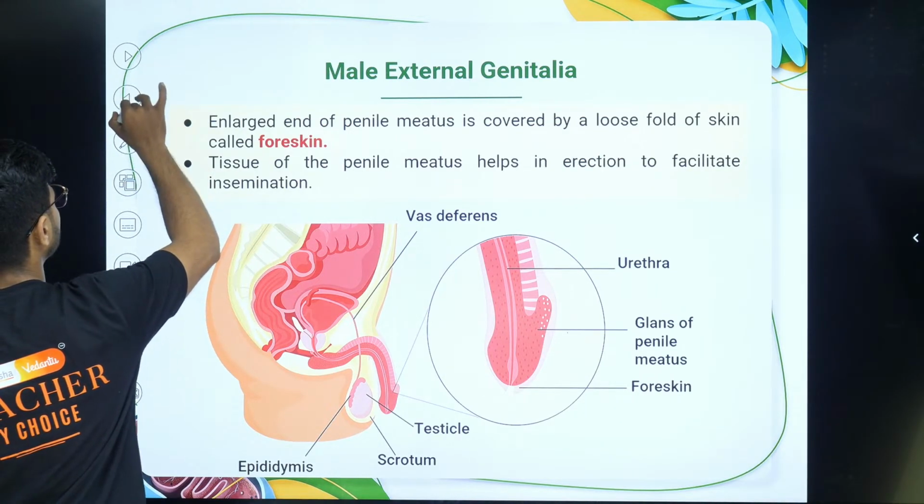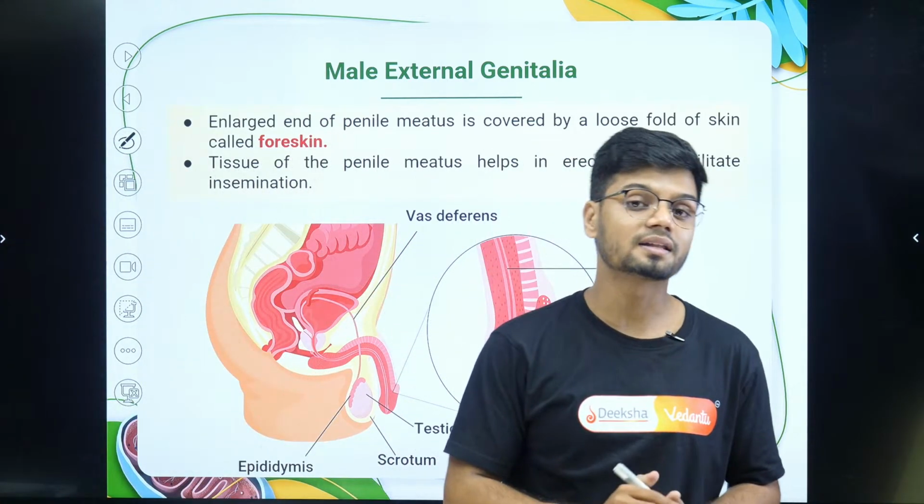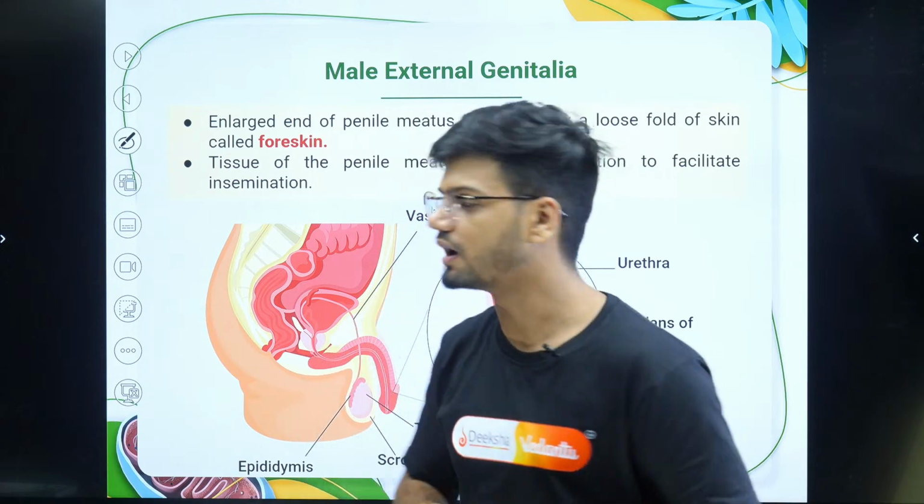Now, what about the external genitalia? In the case of the males, the external genitalia is called the penis, and in the case of females, it is called the vulva.